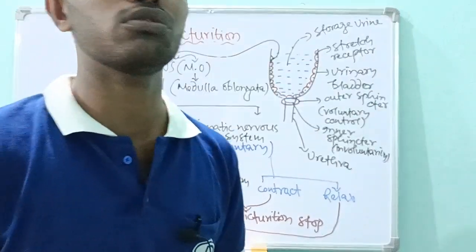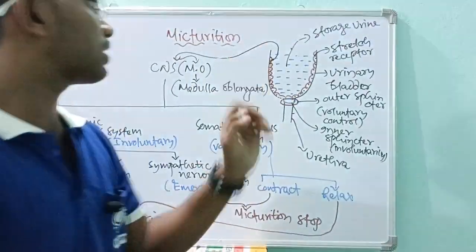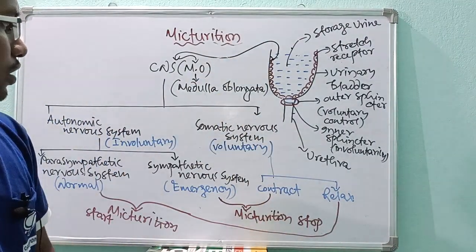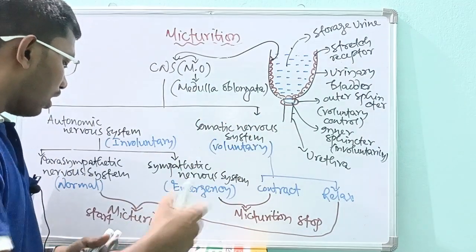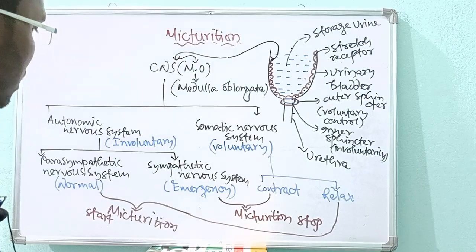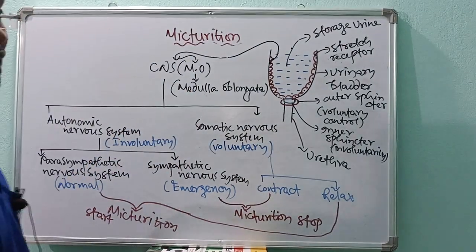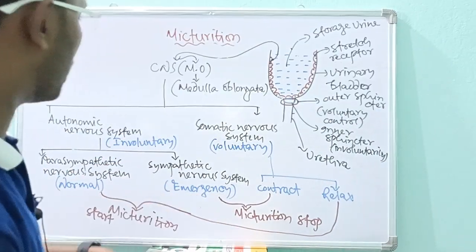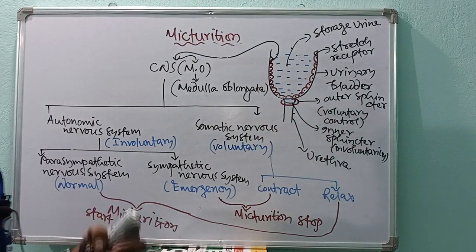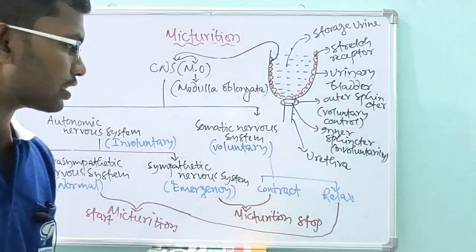Once the signal comes to the medulla oblongata, it must be the stretch receptor involved in that particular mechanism, just wait. Once the signal comes to the medulla oblongata, it has two options. Either it can inform the autonomic nervous system, or it can inform the somatic nervous system.